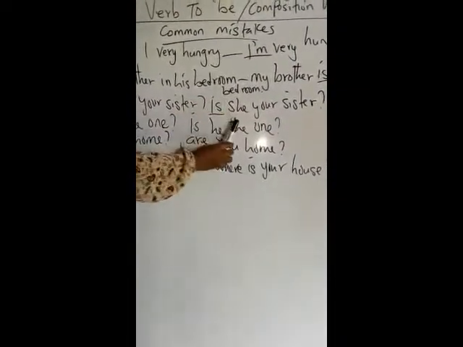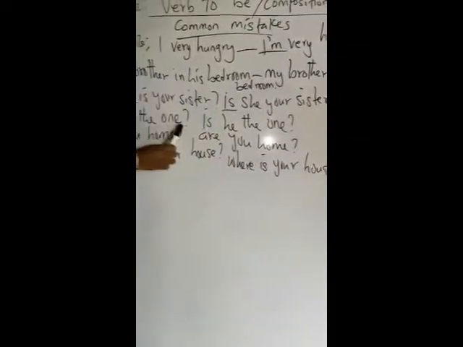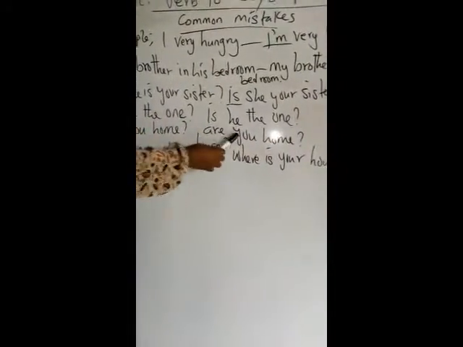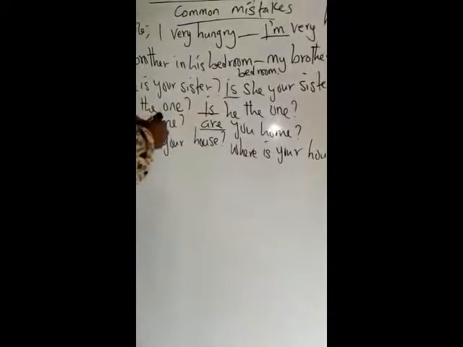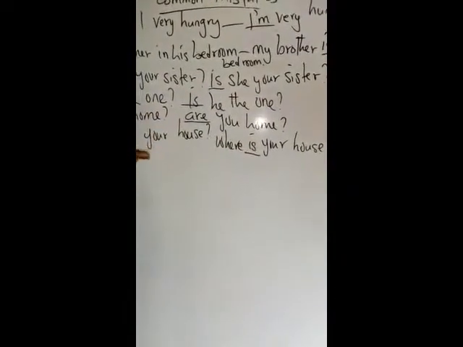Is, the verb to be here, making this question correct. He the one? Is he the one? You home? Are you home? Verb to be is verb to be. Are you home? Where your house? Where is your house?